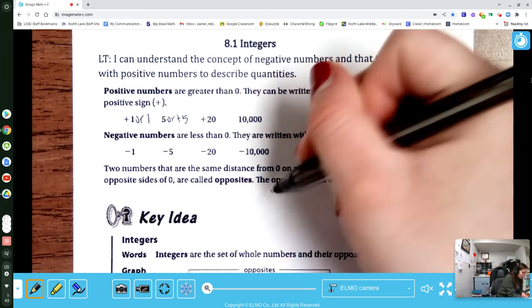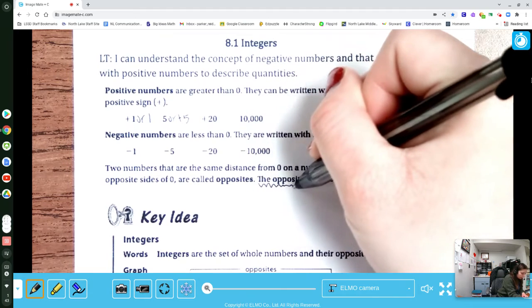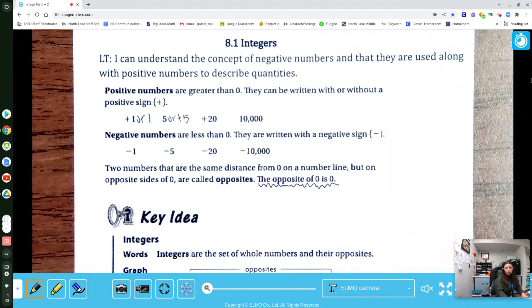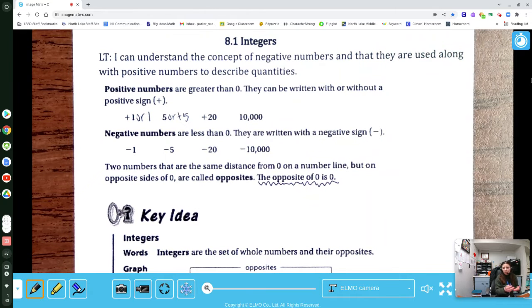The opposite of 0 is 0. So let's underline that one so we don't forget this one because it's kind of funky. Since 0 is not any distance away from itself, it is its own opposite. 0 is the opposite of 0.